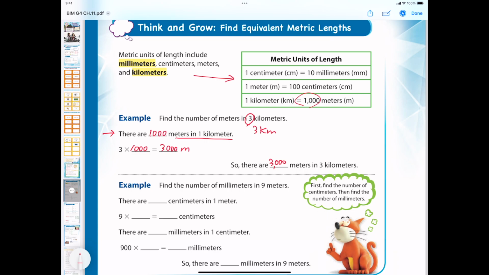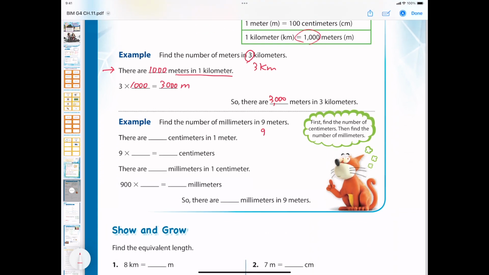Now another example. Find the number of millimeters in 9 meters. So there are how many centimeters in 1 meter? Remember, 100 centimeters is equal to 1 meter, right? And 9 times what is going to be centimeters? You have to multiply by 100. So it's going to be 900 centimeters.